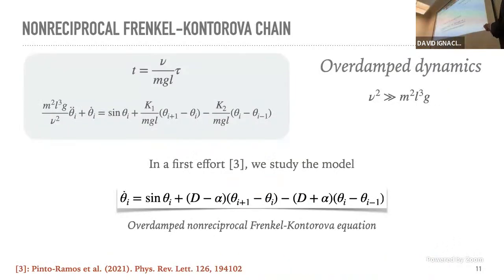So first, we analyze the overdamped limit of this equation for simplicity, okay? Later we plan to extend these results. So whenever this condition in the equation is false, we can simplify the equation to this one. That is the one that I will analyze the dynamics of. Okay, and we baptize this equation with the name of overdamped non-reciprocal Frenkel-Kontorova equation.